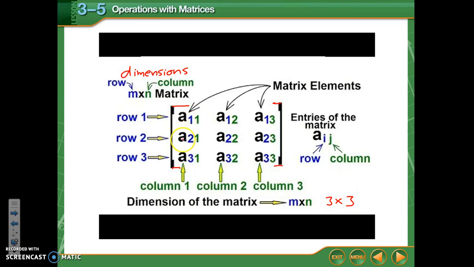Each individual number that is inside my matrix is called an element, or sometimes it's called an entry. You might see that as well. So each individual number is called an element or an entry. And these little numbers next to it are just some notation that we use sometimes. So A11 means it's the number in the first row and the first column. A12 means the number in the first row, second column. A13 means the number in the first row, third column. So it's always rows and then columns.